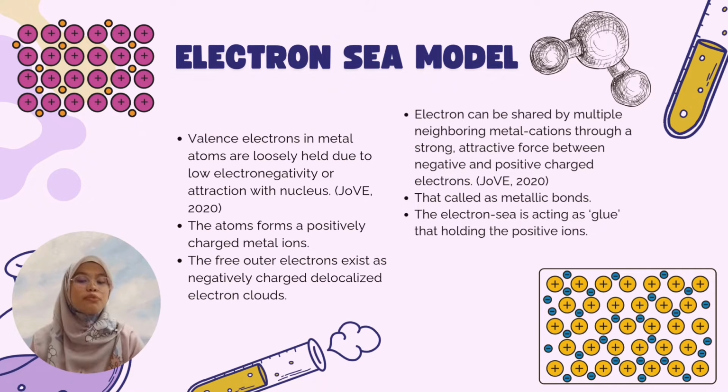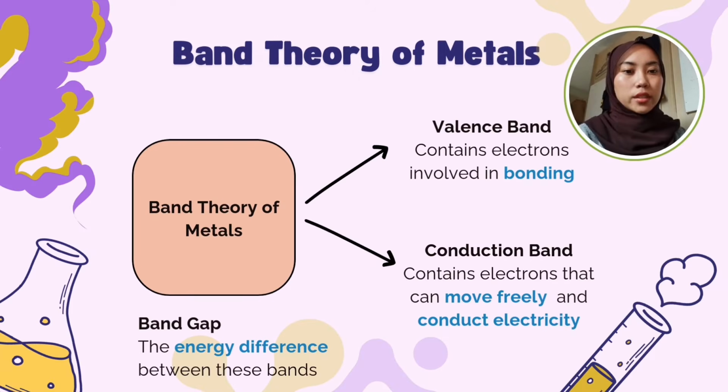And here is the magic word. Electrons are shared by multiple neighbors. This creates a strong attractive force between the negative cloud and the positive ions. We call this the metallic bond. The best way to remember it, think of the electron sea as a powerful glue that holds all these positive ions together tight. The band theory of metals is based on the valence band and the conduction band.